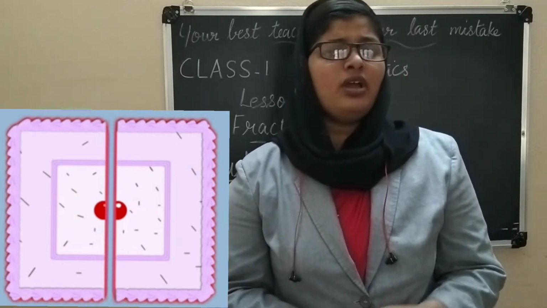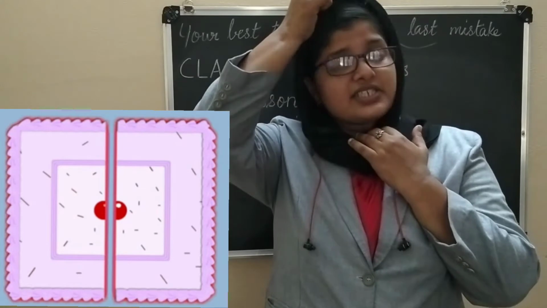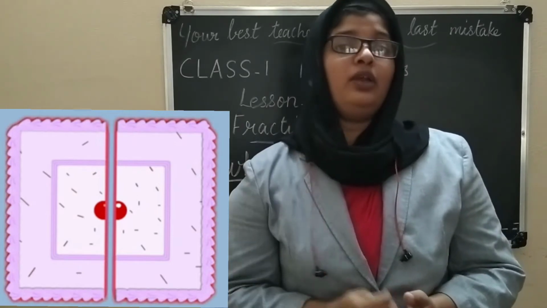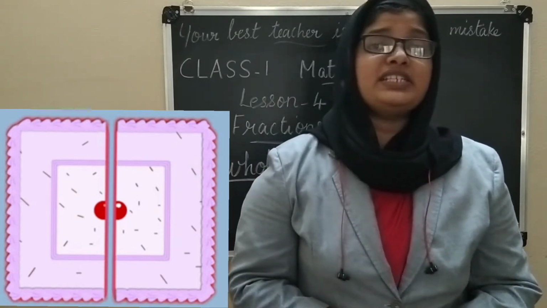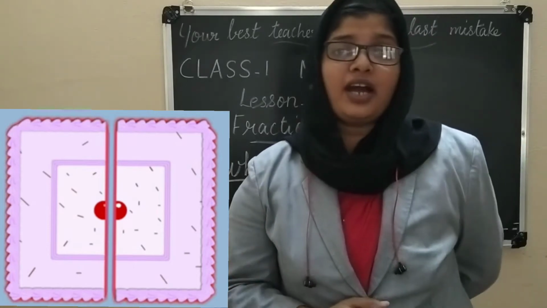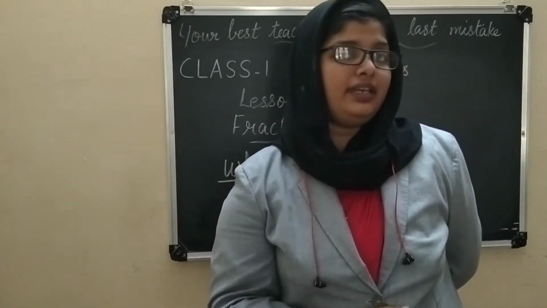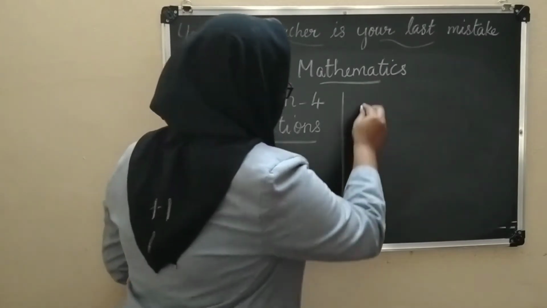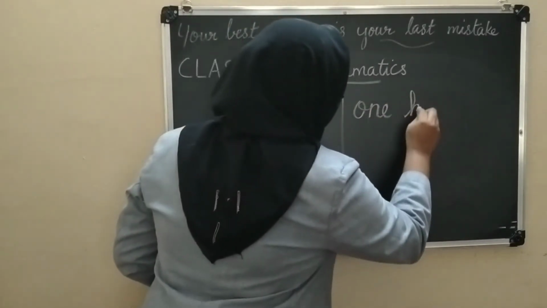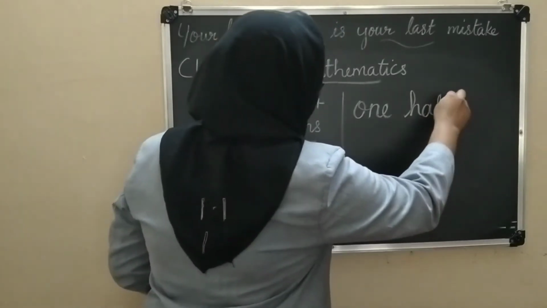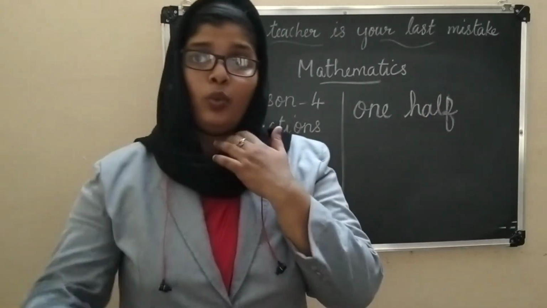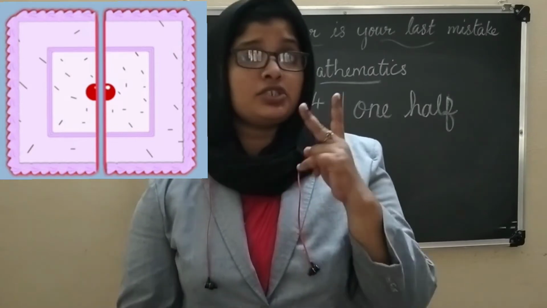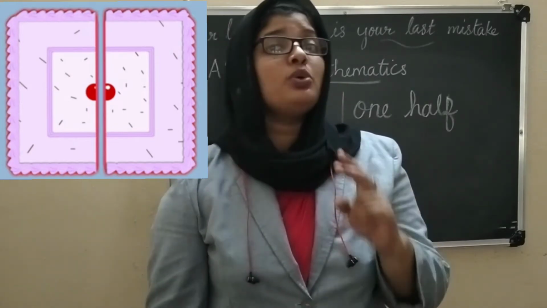Once again, when we cut this cake into two equal parts, each part is one half of the cake. So what is the spelling of one half? I will write here: O-N-E, one, H-A-L-F, half. One half means one out of two equal parts.